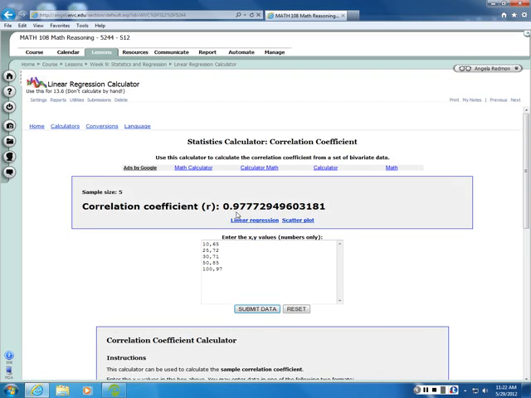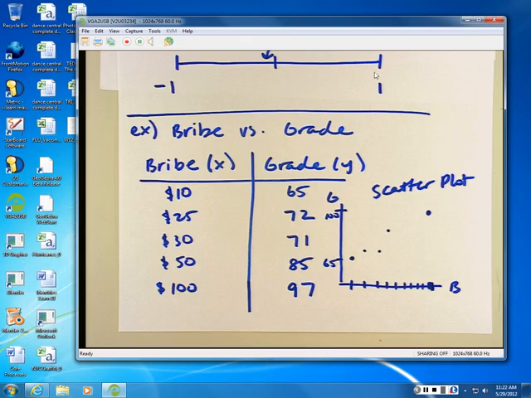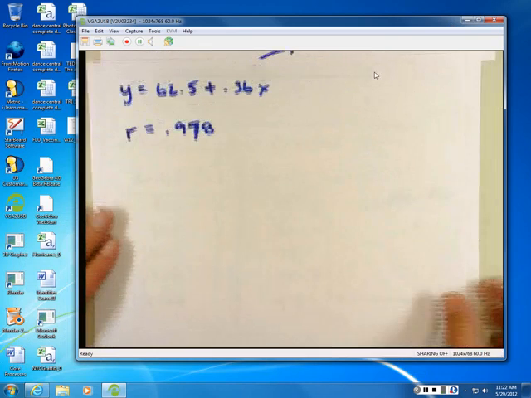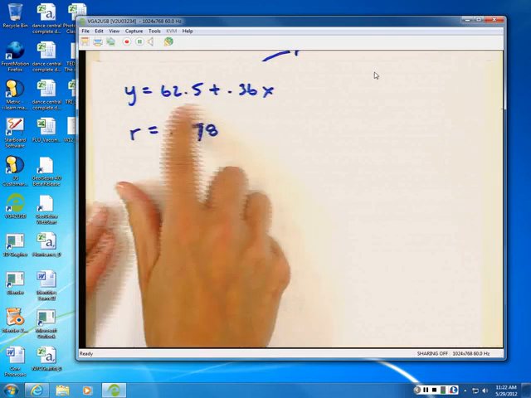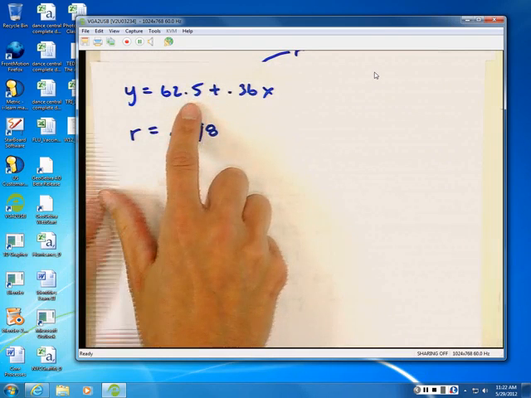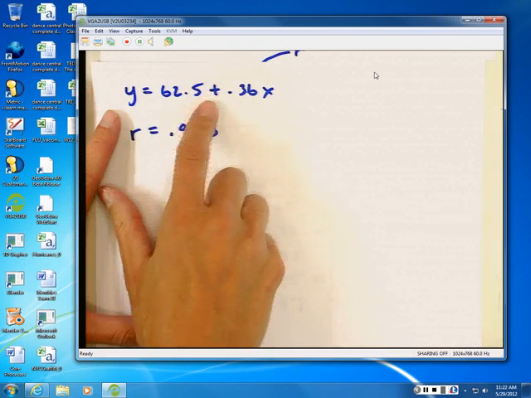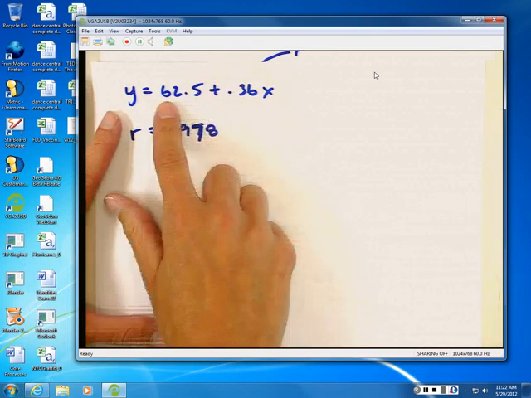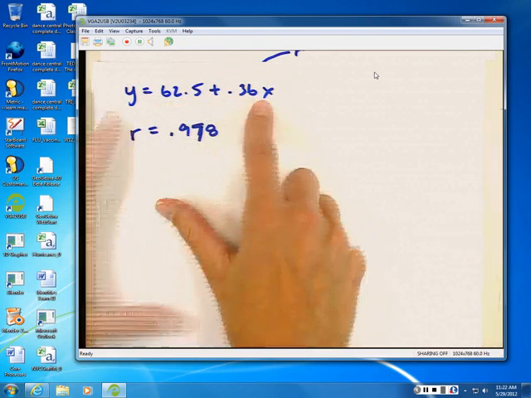I'm going to switch back over to the document camera, though. So let me switch back over to the document camera. Let me do this so I can see too. Okay, so I'm going to switch back over to the document camera, and I'm going to write down what we came up with from that program. I didn't write all the decimal places, but this is the linear regression equation that we got at first. There are a bunch of decimals right here. But I went ahead and just wrote it this way, 62.5 plus 0.36x.